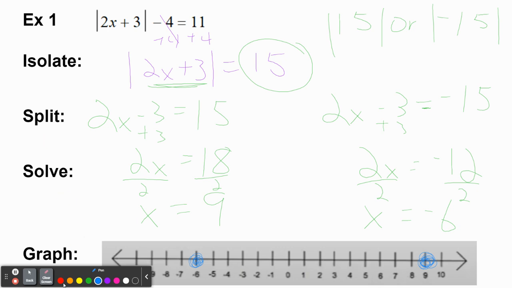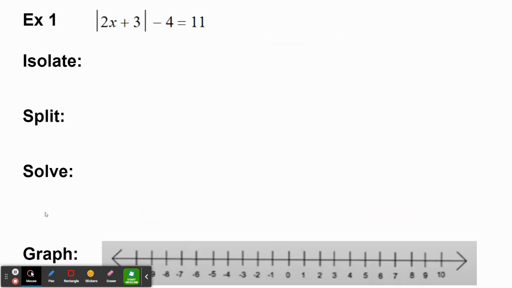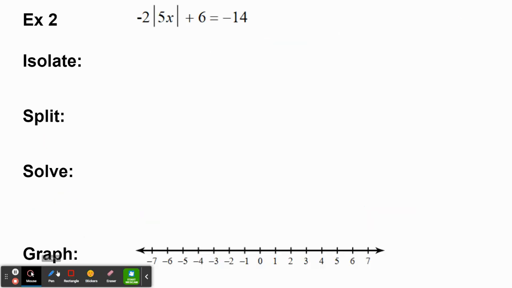Let's go to another example. Example 2. Negative 2 times the absolute value of 5x, plus 6, equals negative 14. We're used to seeing parentheses here, maybe not absolute value, but if they're squished together, anytime in math you have numbers squished together, you want to do your best to multiply them. I want to isolate first. I want to get this 5x absolute value by itself. So I'm going to subtract 6 from both sides. And that should give me negative 2, absolute value of 5x equals negative 20.